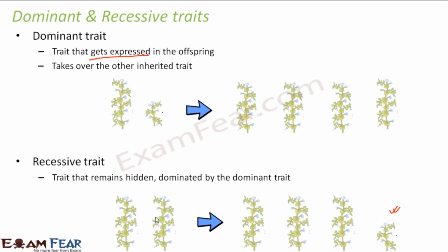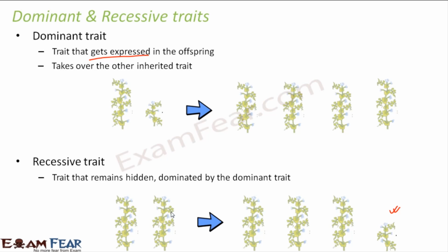It got expressed, right? Had this trait been completely vanished, then it would not have been seen in the next generation, because here in the parents, you do not have any with the dwarfness trait. So a dominant trait gets expressed in the offspring, while a recessive trait doesn't get expressed in the offspring. It gets dominated by the dominant trait.